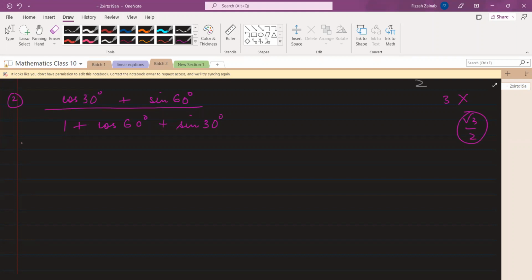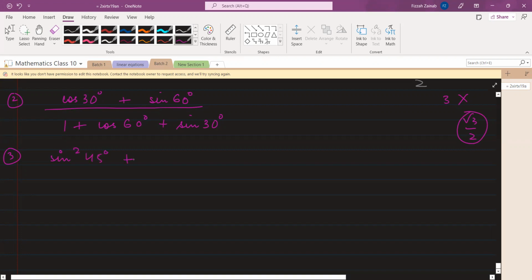Now next question I'm writing. Third. Sine square 45 plus cos square 45 divided by tan square of 60. Now very quickly find out.